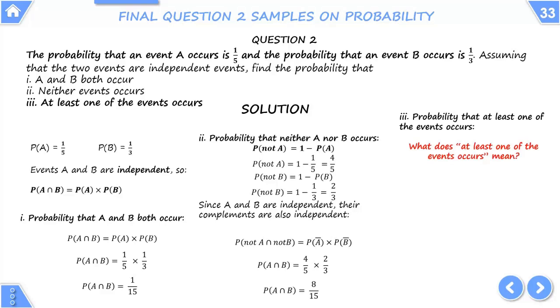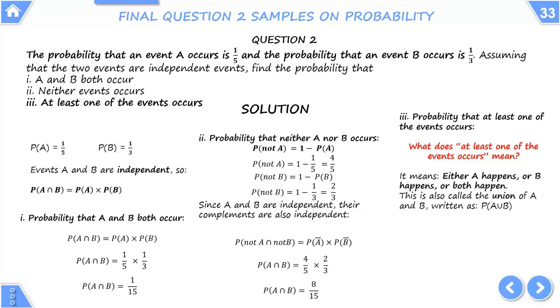Probability that at least one of the events occurs. Remember, what does at least one of these events mean? It means either A happens or B happens or both happen. It's also called the union of A and B, written as that. Now, at least means greater than or equal to. So it should be more than or equal to what we are calling for. At least one of them means both of them can occur.